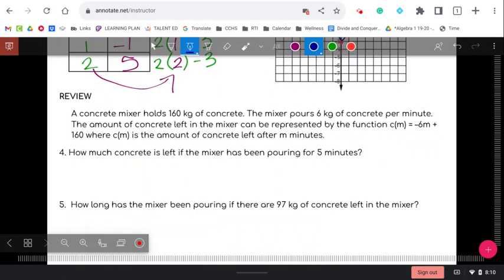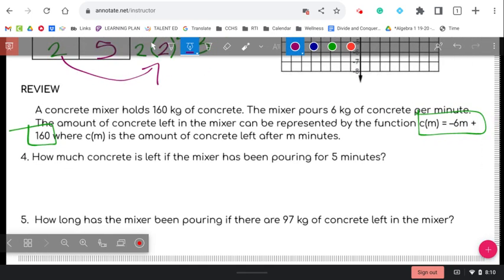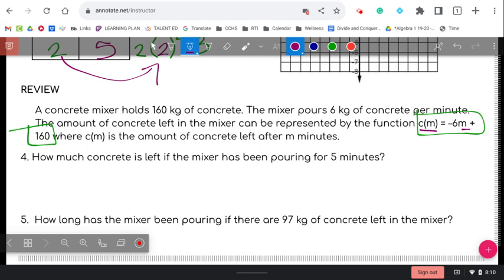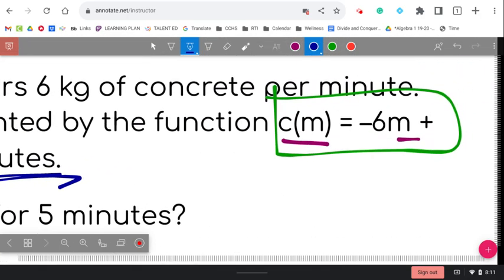Okay, next let's go down and do our word problem. It says a concrete mixer holds 160 kilograms of concrete. The mixer pours 6 kilograms of concrete per minute. The amount of concrete left in the mixer can be represented by the function. This is your function. Sorry, it's not on the same line. That is the important part. And then we have to see, okay, what is C of M and what is M? Those are the two things we have to figure out. It says C of M is the amount of concrete, and M is our minutes. Those are important.